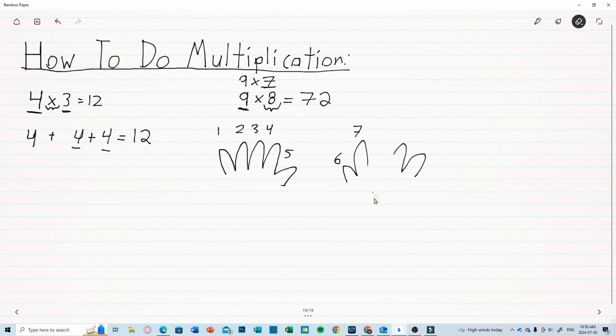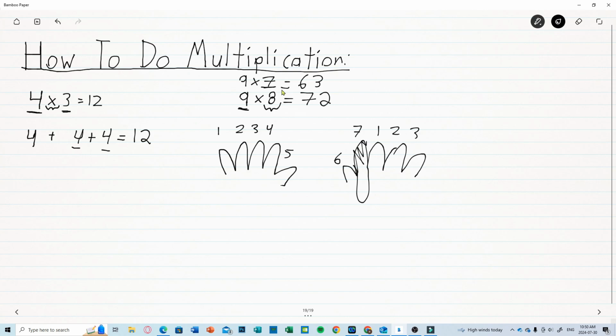Now we're going to do it with 9 multiplied by 7. So we're going to count 1, 2, 3, 4, 5, 6, 7. And this time we're going to put down the 7th finger. And all we have to do is count again. We have 1, 2, 3, 4, 5, 6. So we're going to write down 6. And then we're going to count 1, 2, 3. So 9 multiplied by 7 is 63. So all you have to do is just count.